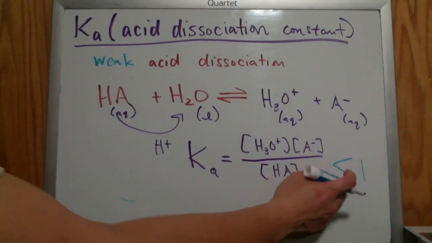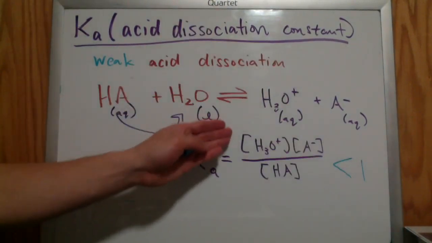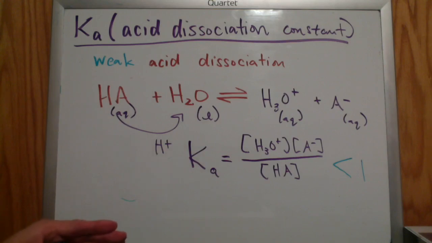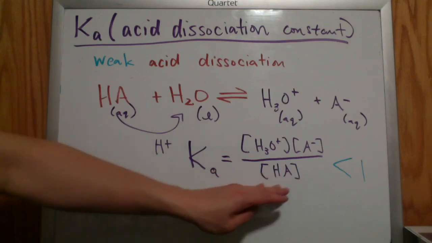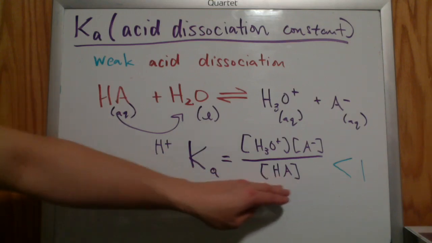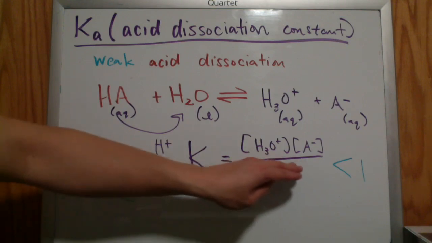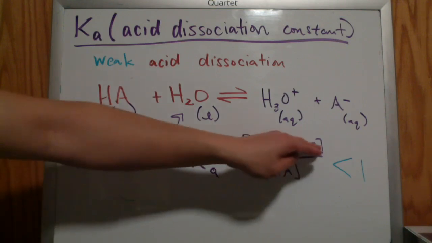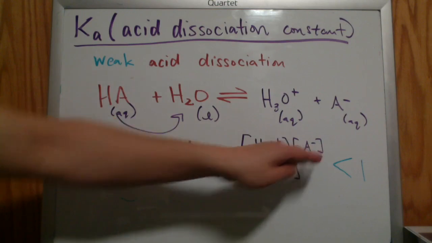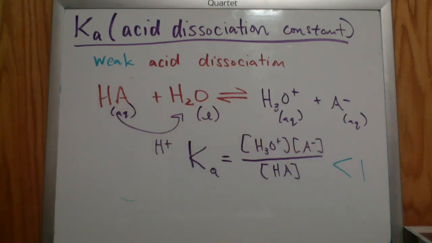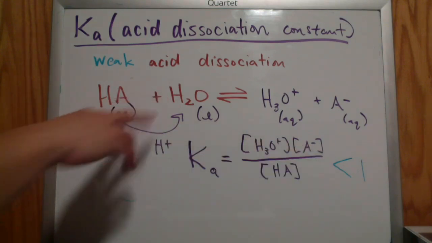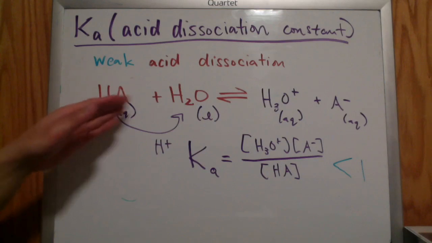If it's less than 1, which is bigger, the numerator or the denominator? Well, the denominator is bigger, so that is a larger number. That means that we would have more molecules as opposed to the ionized form, as opposed to H3O plus and A minus.